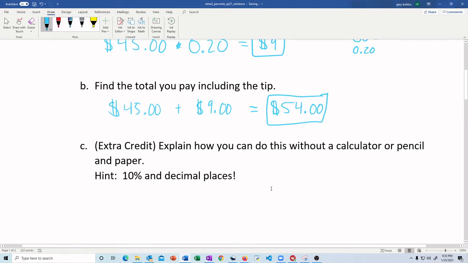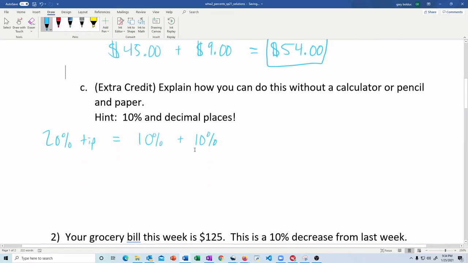How can we do this without a calculator or a pencil and paper? So what do we want? We want a 20% tip. This is our goal. And so here's the trick. I say 10% tip. That's the key. A 20% tip is really a 10% tip plus 10%. 10% plus 10% is 20%.